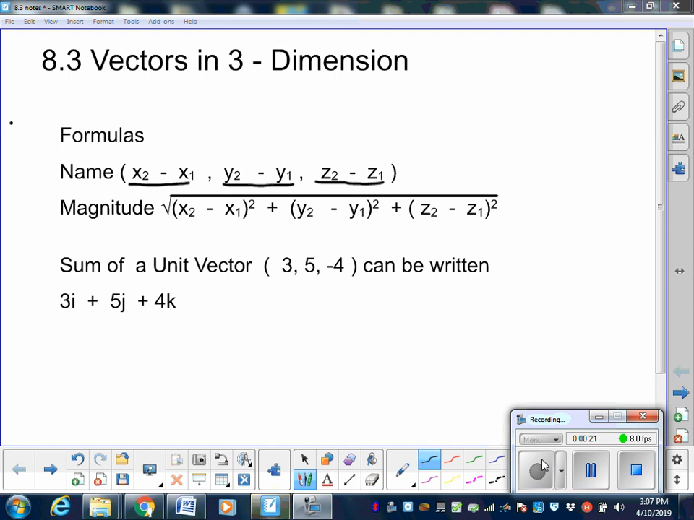And for the magnitude, to find the distance, this stays the same, this stays the same, but now we added Z onto the end. Make sure you put a plus sign in between.